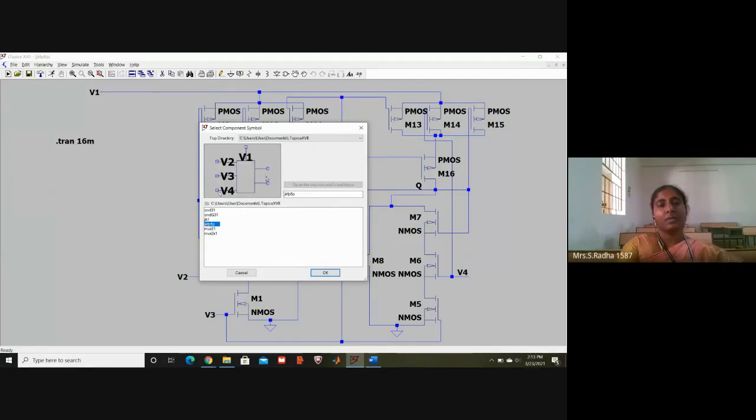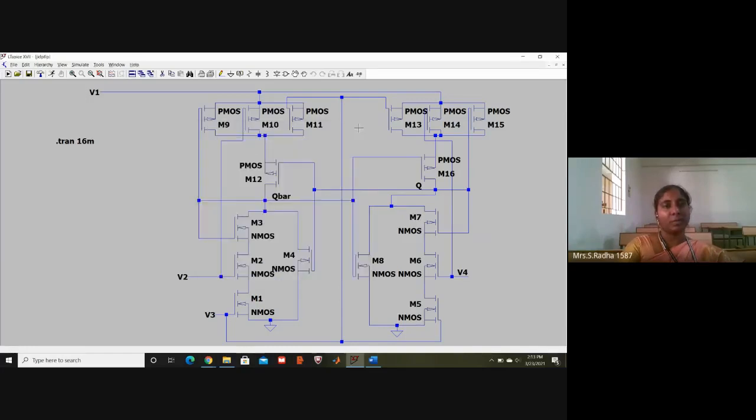I will prefer this one. I have done it 2 times for your batch and another time. So this flip-flop has 3 inputs. What are the inputs? J, clock and K. This is VDD, and this is Q and Q bar. This symbol was created for this schematic. You see here in the background schematic, V1 is for VDD, and V3 is the clock signal, and V2 and V4 are J and K. In the symbol also, the same names are given as in the background schematic. So I am going to use this JK flip-flop symbol.